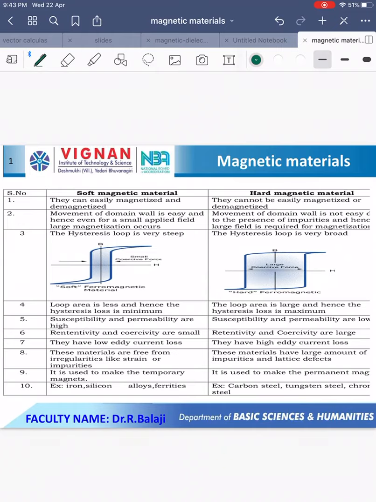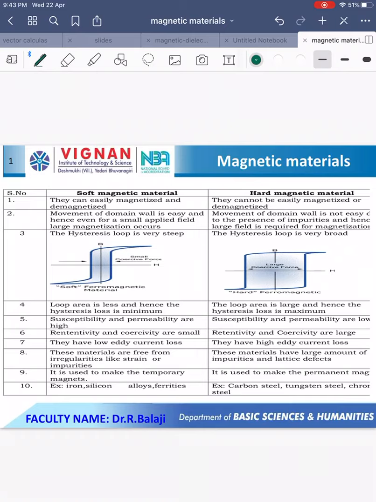When you observe the hysteresis curve, for soft magnetic materials the curve is very steep, and in the case of hard magnetic materials, the curve is very broad. The loop area is small, and hence hysteresis loss is minimum in soft magnetic materials. The loop area is large, and hence hysteresis loss is maximum in hard magnetic materials. The susceptibility and permeability are high in soft magnetic materials, and low in hard magnetic materials.